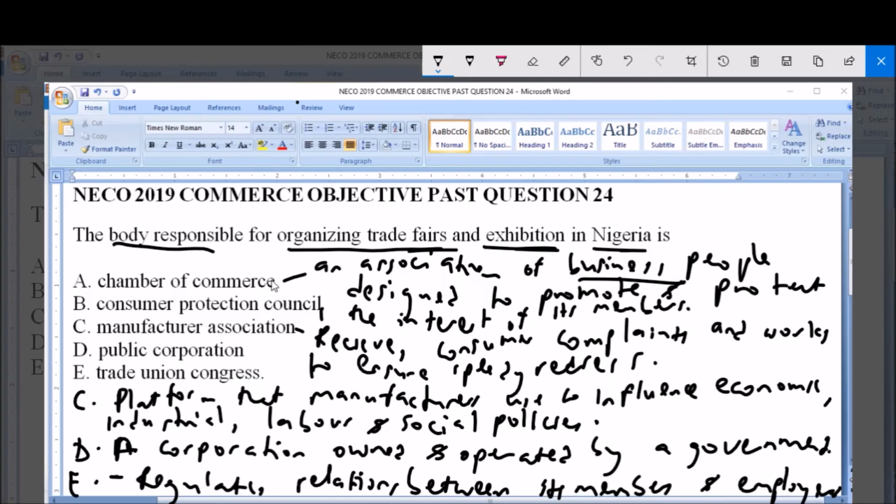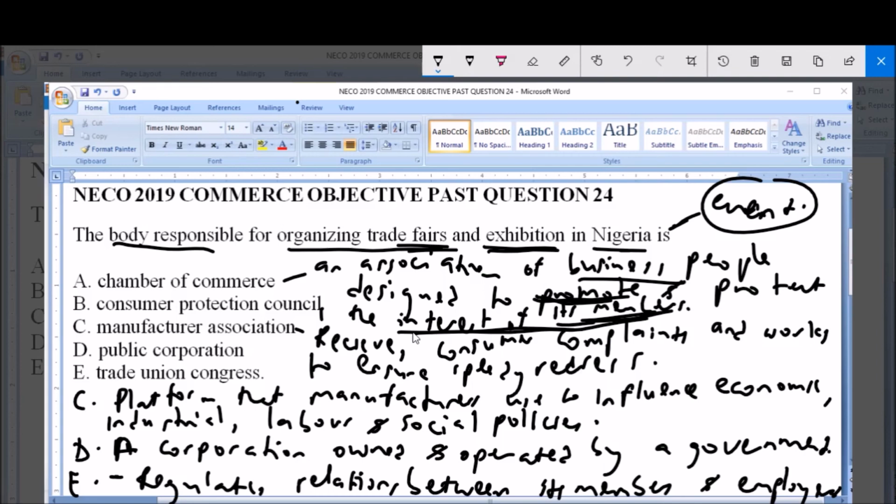Now, from the definitions we are given, we see that one of the functions of the Chamber of Commerce is to promote the interests of its members, and a trade fair is a form of exhibition or event where business people are given the opportunity to showcase their products or services to many people. So it's more or less like a broad platform that promotes the business of the people participating in it. So it is part of promotion of the interest of business people.